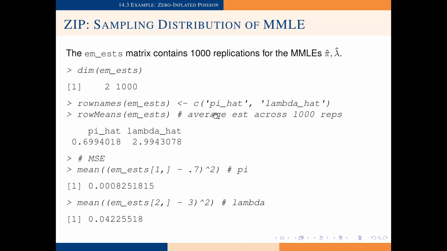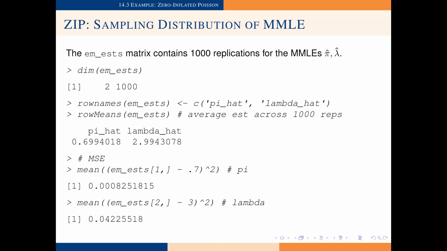So let's give the row names pi hat, lambda hat, and we can calculate the row means in this case. It's going to tell you, across the 1,000 replications, what was the average estimated pi hat. It's really close to the true value of 0.7 this time, because we know that on average it's supposed to be close to the true value. Lambda hat as well is very close to the true value of 3, which we use to generate the data of each replication. Although in each single replication, the estimates could be different due to random fluctuations.